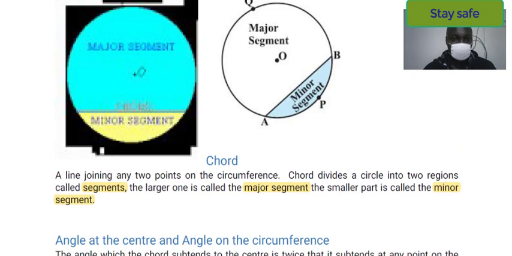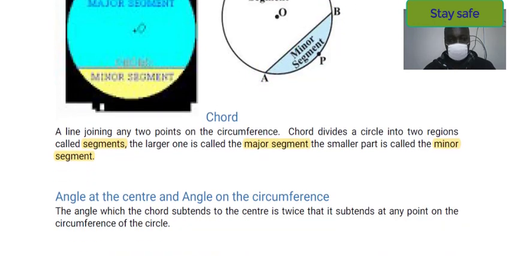Now, looking at this diagram here, this is the chord, chord AB. Any line that joins any 2 points on the circumference. So this line AB is what you call the chord. When you look at this chord, it divides the circle into two sections, which you call segments. This is the major segment and this is the minor segment. That is what you call a chord.